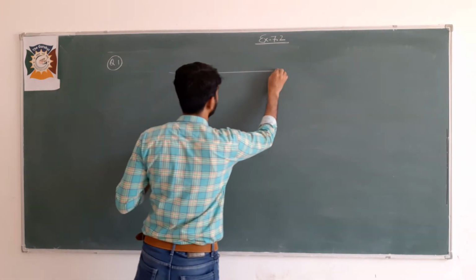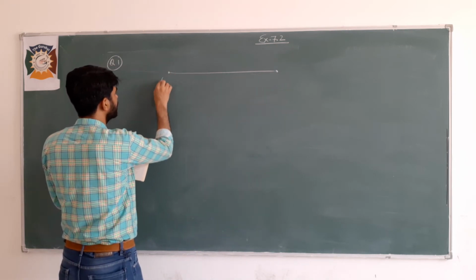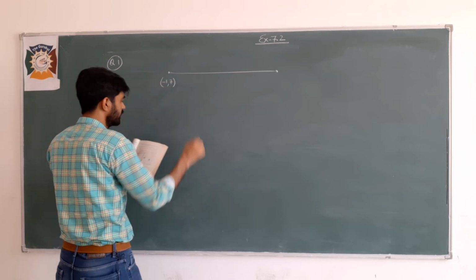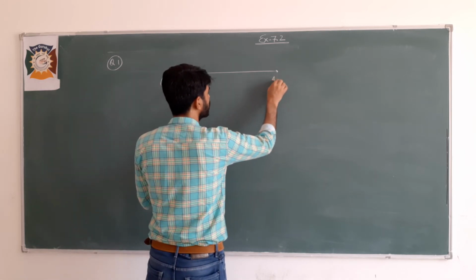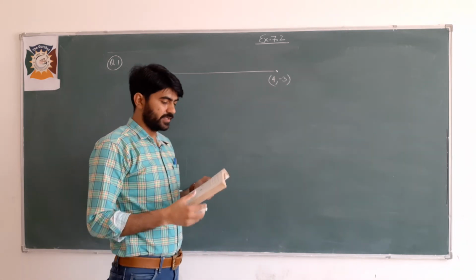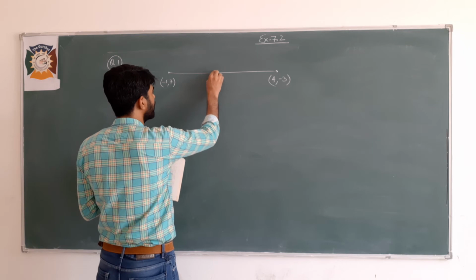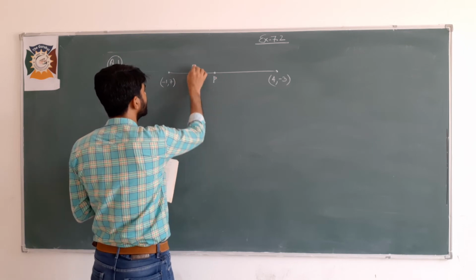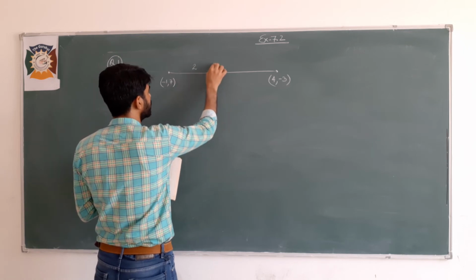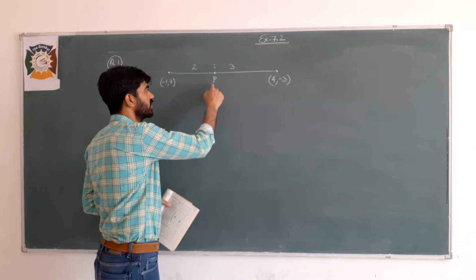So we are given 2 points and the coordinates are given. One point is (-1, 7), another point is (4, -3), and in the ratio 2:3 there is a point, let it be P, it divides it in the ratio 2:3, and we need to find the coordinates of this point.